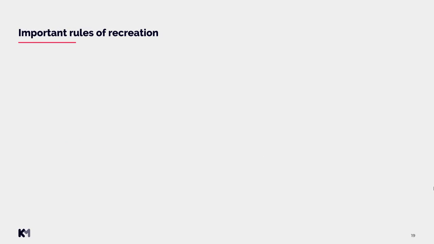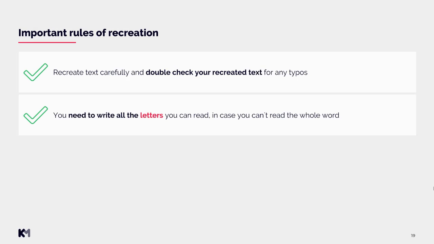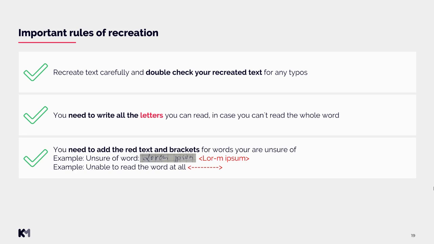Here are important rules of recreation. You always have to recreate text carefully and double check your recreated text for any typos. You also need to write all the letters you can read in case you can't read the whole word. You need to add red text and brackets for words you are unsure of. For this, we have two examples.